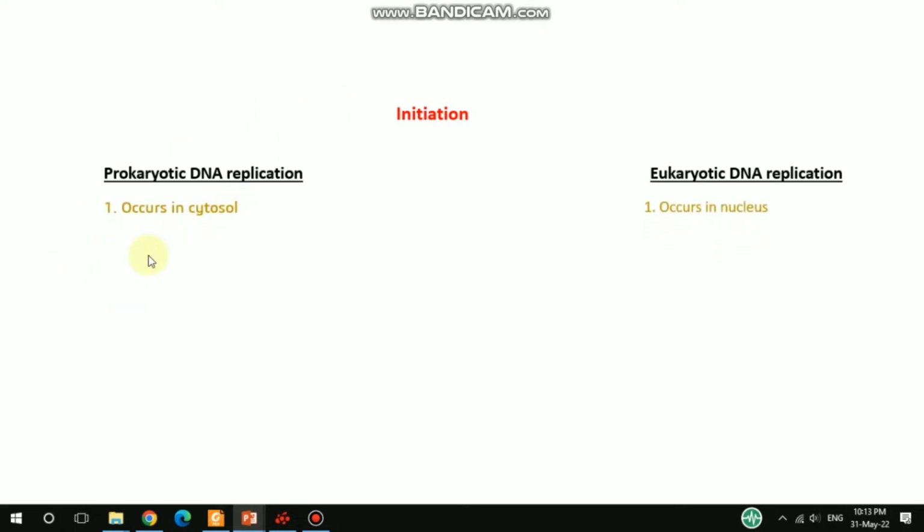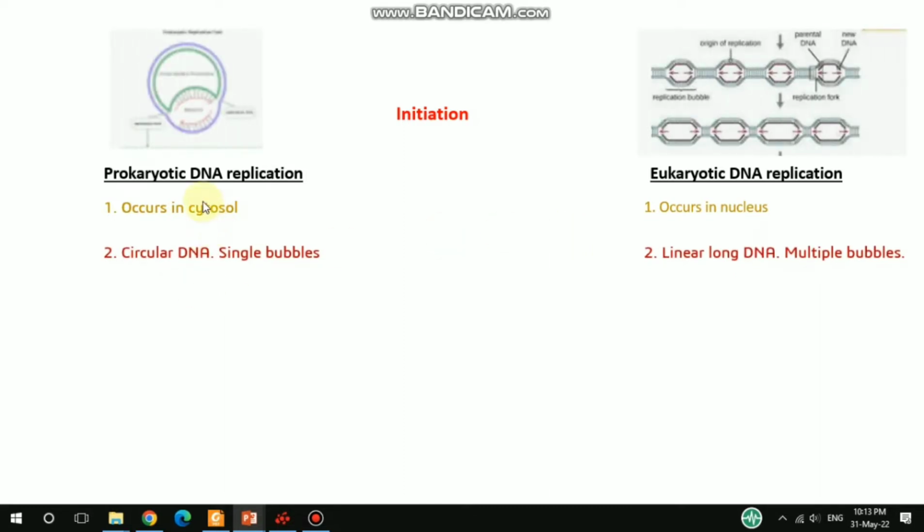The prokaryotic system does not have any nucleus, so replication occurs in the cytosol, whereas in the eukaryotic system this DNA replication process occurs in the nucleus. Prokaryotic DNA is circular, and it has only a single bubble, not more than that. As you see in this figure, it has a single bubble and two forks, and DNA replication is bidirectional. Whereas in the eukaryotic system, the DNA is long and linear, and it has multiple bubbles. As you see in this figure, there are multiple bubbles, and also a lot of forks.